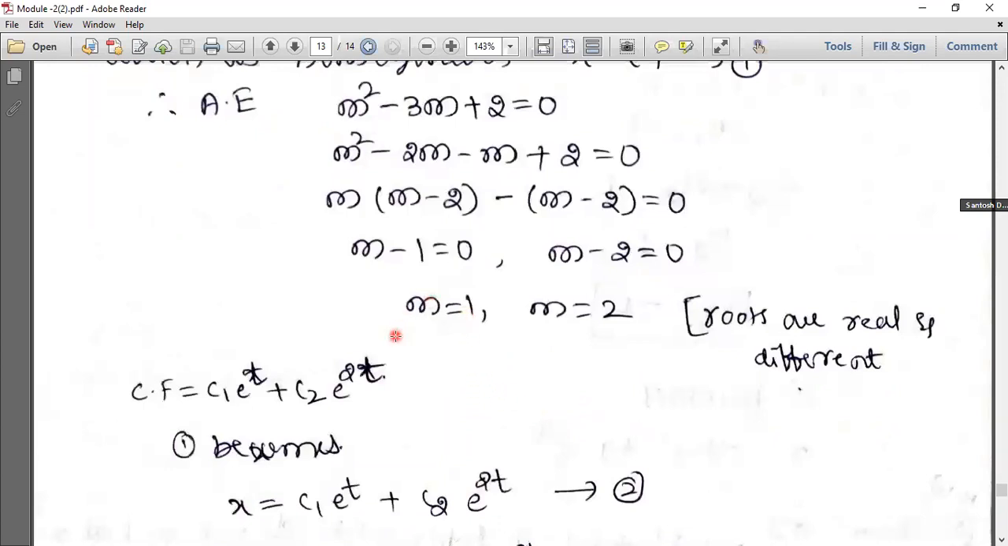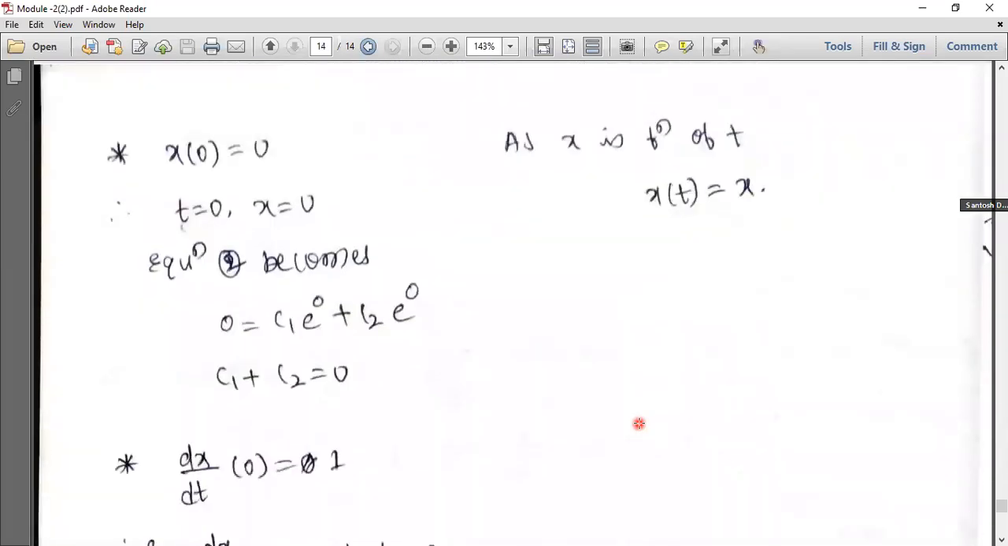This writing is very, very important, so please write in terms of t only. Complementary function: roots are different and they are real roots. So c1 e raised to t plus c2 e raised to 2t, because e raised to 1 into t plus c2 e raised to 2 into t. So therefore x is equal to c1 e raised to t plus c2 e raised to 2t.